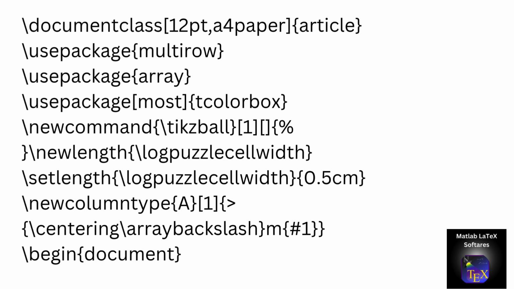The tcolorbox package with the most option is loaded to enable the creation of colorful boxes and advanced formatting elements. A new command, ticketsball, is defined and can be used for adding ticket-based graphics. The lines defining and setting backslash visual cell width create a custom length variable, giving a constant width of 0.5 centimeter for table cells.